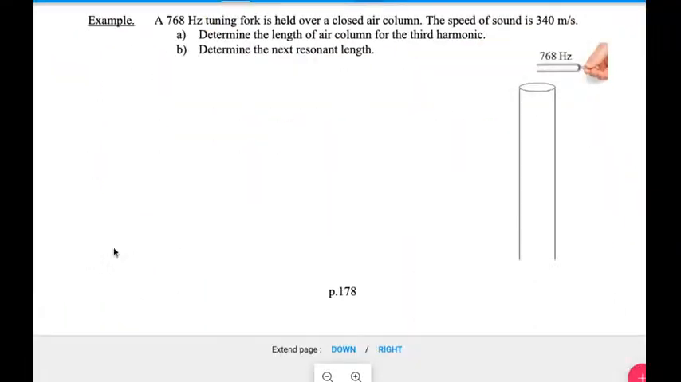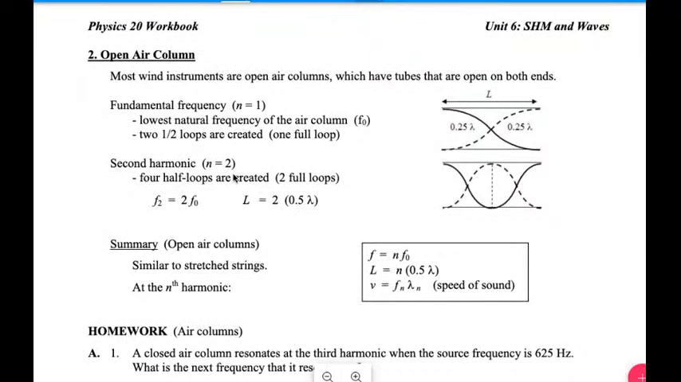Okay, moving on to our final type of resonance. We've got open air columns. With an open air column, we now have 2 open sides. This would be like a recorder, I think, or a flute, because you technically have 2 open sides. So you'll see we have 2 antinodes on either side. We can't have a closed end with a node. We'll always have 2 open ends, 2 antinodes.